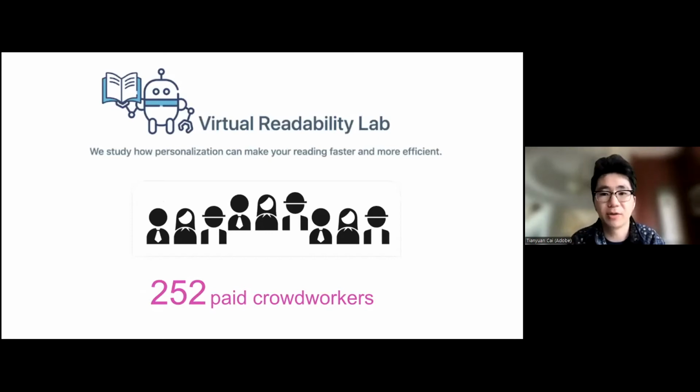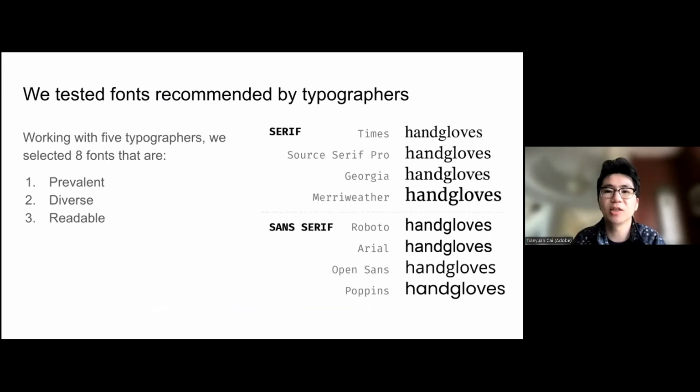To train a machine learning model like our recommender, we need to collect training data. So our training data comes from the readability study run with 252 paid crowd workers. During this study, they performed reading studies that include a font preference test, reading speed, and comprehension tests. Our objective is not to differentiate the bad from the good font, but rather to select the personalized fastest font. And therefore, we focus on fonts that are considered prevalent, diverse, and readable to begin with. During the readability study, we then asked participants to perform the various tests in all eight fonts shown on the right.